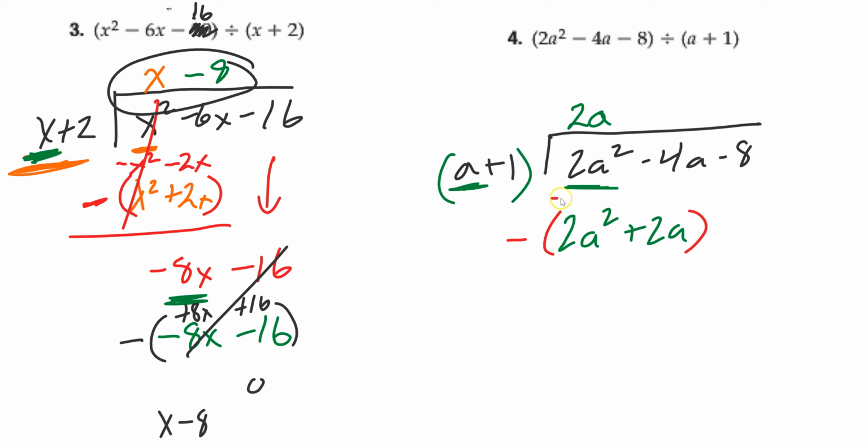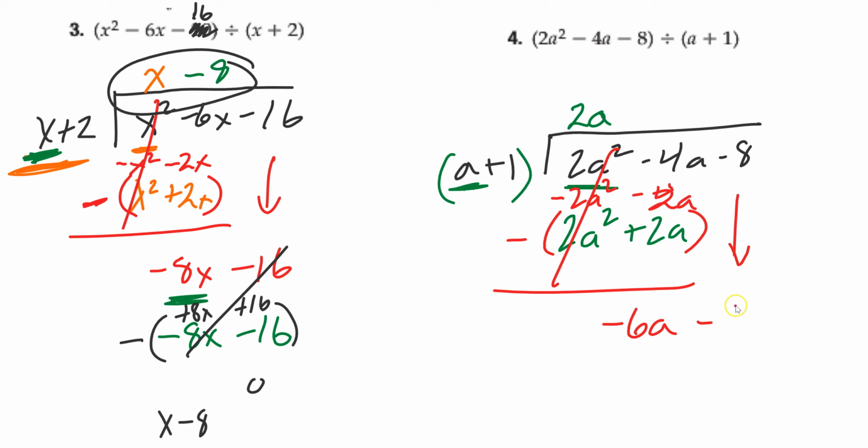Again, I like to distribute so I don't mess myself up. These cancel. Negative 4a minus 2a is a negative 6a. We'll bring this down. Then we repeat the process. Look at the first one, and look at this one. What do you multiply a by to get negative 6a? Well, that'd be negative 6. That's the only thing we're missing. Multiply that negative 6 by both of them.